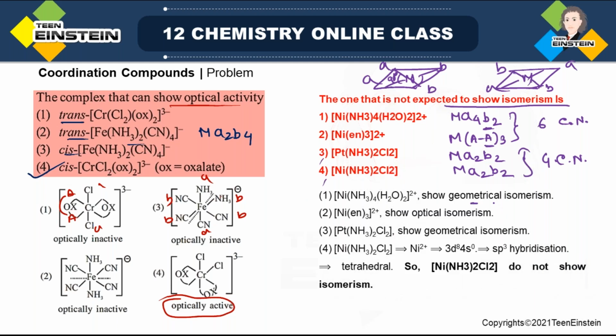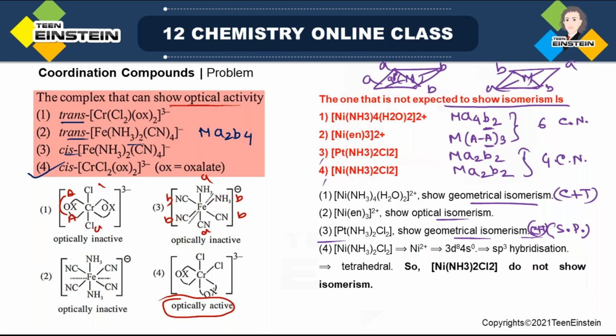So the first one will show geometrical isomerism, that is cis and trans. So this is not the correct option. Now the second one will show optical isomerism. That means here also isomerism is possible. Now number three will also show geometrical isomerism because it is square planar, and cis and trans is possible. But why is the last one tetrahedral?